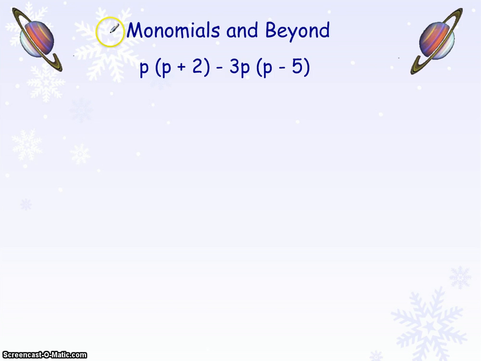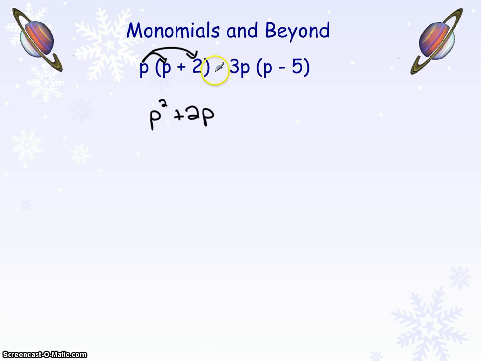Last problem. This one doesn't look quite as bad, but it has a little bit of steps involved to it too. So I'm going to go ahead and shortcut just a little bit as I go, hoping that you're able to multiply okay now. So p times p makes p to the 2nd power. p times 2 makes 2p. And that's all I have to distribute for this first set of parentheses.